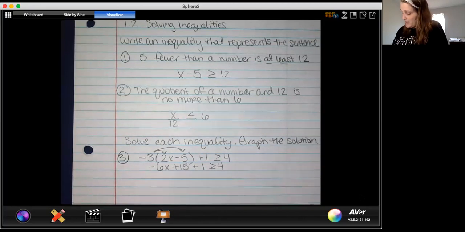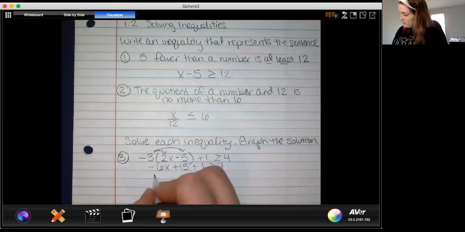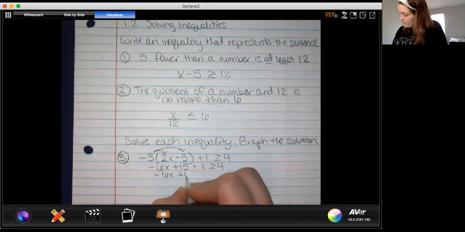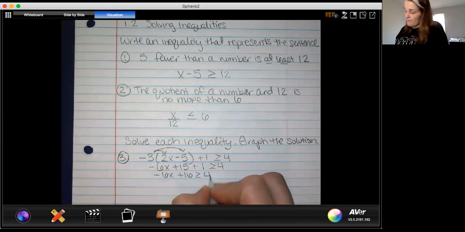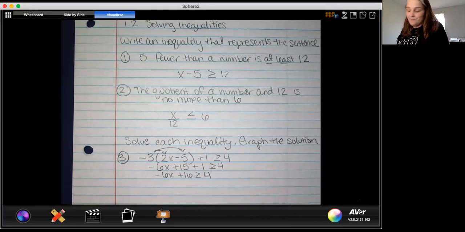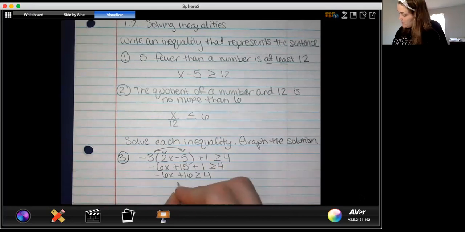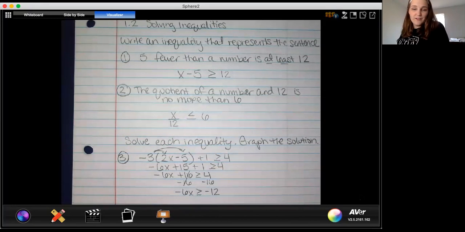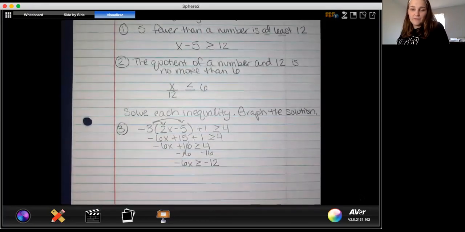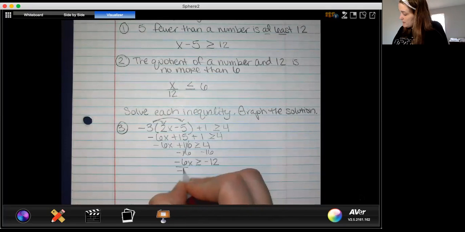Then I'm going to combine like terms. And we get plus 16. Then I'm going to subtract 16. Negative 6x is greater than or equal to negative 12. And from here, we would divide by negative 6.